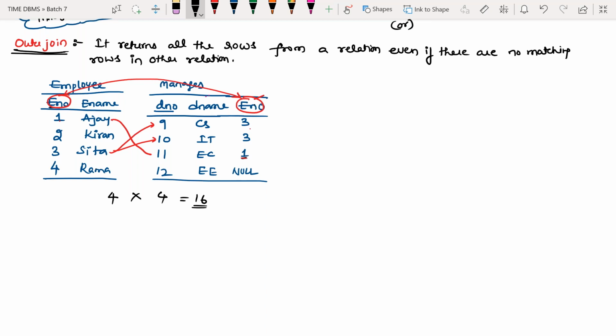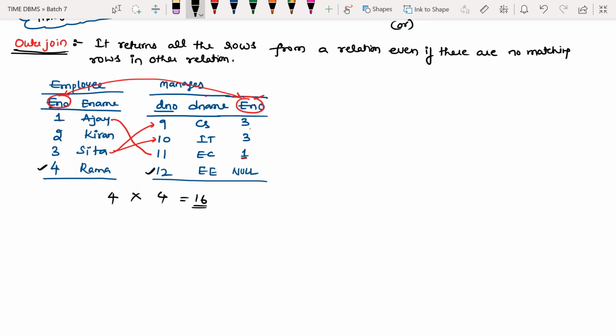Among the 16 combinations, it has to select only those where the join condition E number equal to E number is true. It is true for 3 combinations, and for the rest of the combinations it is false. So out of 16, it is going to select only those 3 combinations. But here you observe 4 Rama is not matching with any row in the managers because we don't have a matching row. Similarly, 12 EE department is not matching with any employee. These are non-matching rows. Suppose I wanted even non-matching rows in the output, we have to use outer join.